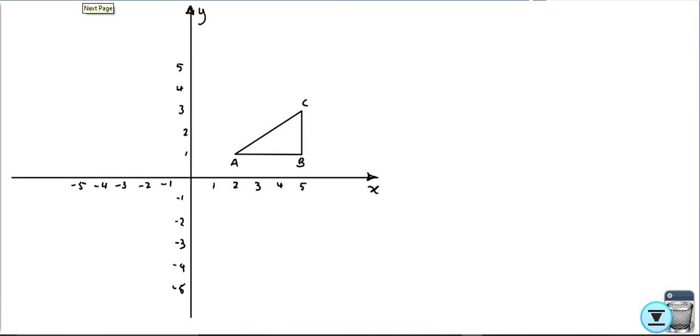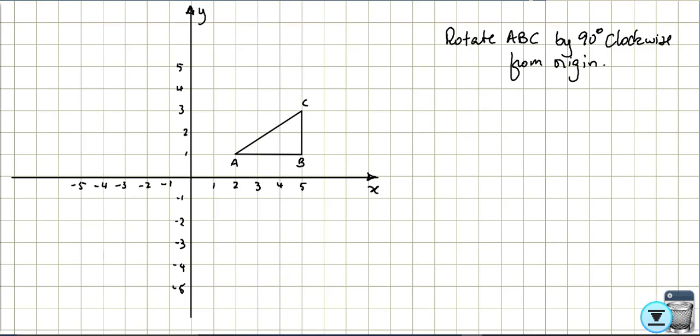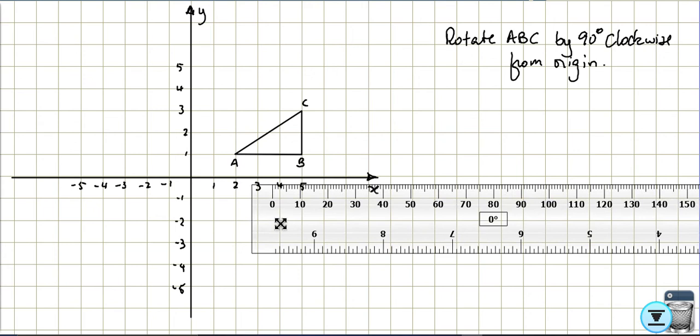Let me do this. Okay, so I'm going to rotate the shape ABC 90 degrees from the origin. So each point has to turn clockwise by 90 degrees from the point which is the origin. So how am I going to do that? I'm going to use first in this example to explain, before we have the rules, a ruler and a protractor.